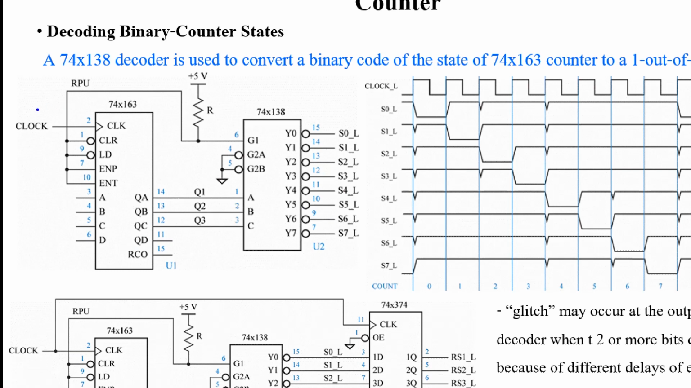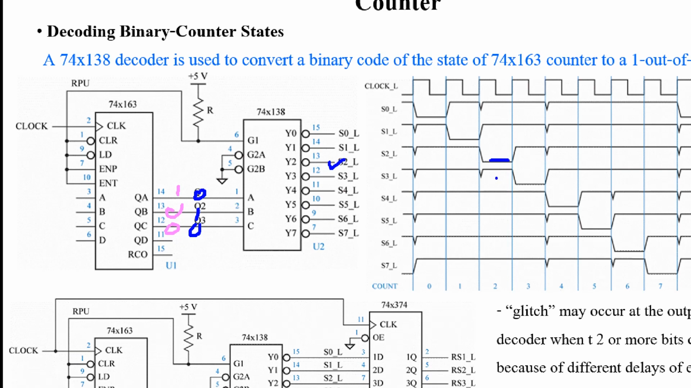Now when the clock ticks, this one changes from 0 0 0 to 0 0 1. Then Y1 is active. So state 1, Y1 active. That means the output will be 0 here and 1 1 1 for the other bits. And now what happens if it counts from 0 0 1 to the next, 0 1 0? So Y2 should be active, right? It should be something like this.